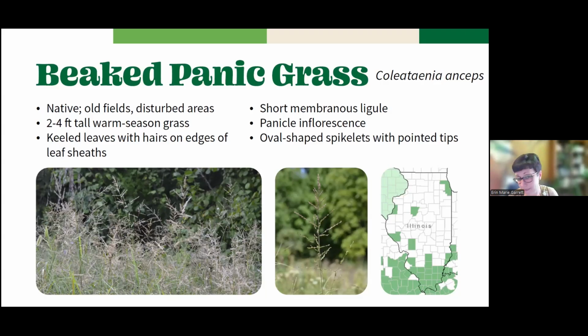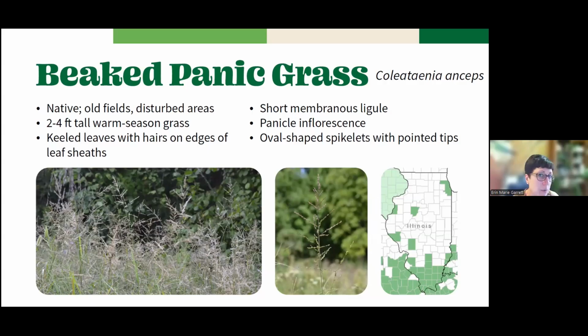This one, I could have put it in a few different categories. I find it more on woodland edges, old fields, disturbed areas, so it can kind of go sun to shade. It is a warm season native grass. I also probably could have put it in the nuisance grass because it is a little bit of a weedier plant, but I've never seen it kind of take over and be problematic, so I kept it in this section. Typically under 4 feet tall.